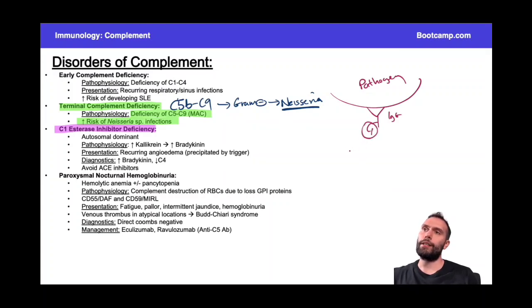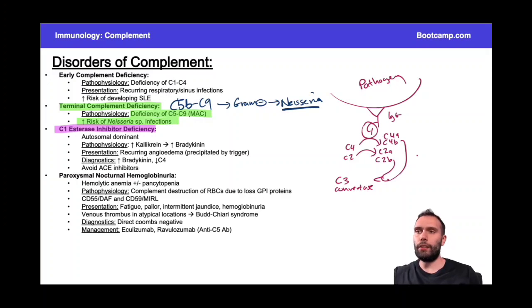So I can have a C1 complex come here, and then I can take C4 and C2 and essentially convert these to C4a, C4b, and C2a, C2b. And I know the b's are going to stay, and these can come together to form my C3 convertase, which is going to be used to take C3 and then cleave C3 to C3a and C3b.